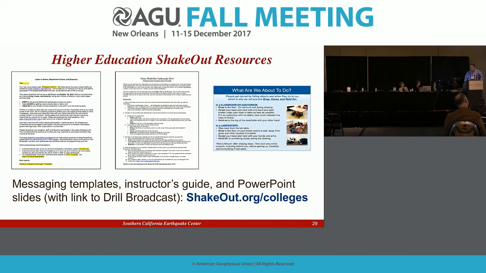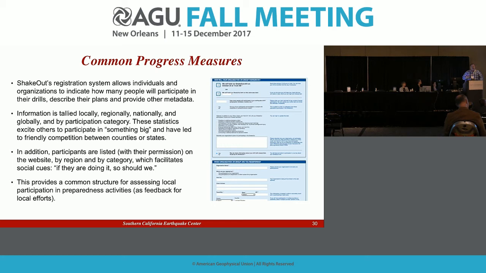We do have, given the audience, a variety of higher education ShakeOut resources. If you want to have a ShakeOut drill if you're an instructor, you go to shakeout.org/colleges and find some easy resources to use for that. Of course, ShakeOut is also very data-driven in terms of the registration that people do. They register, then they get counted, then they get listed, and then that can be used locally for local emergency managers who want to assess the impact of their outreach efforts.